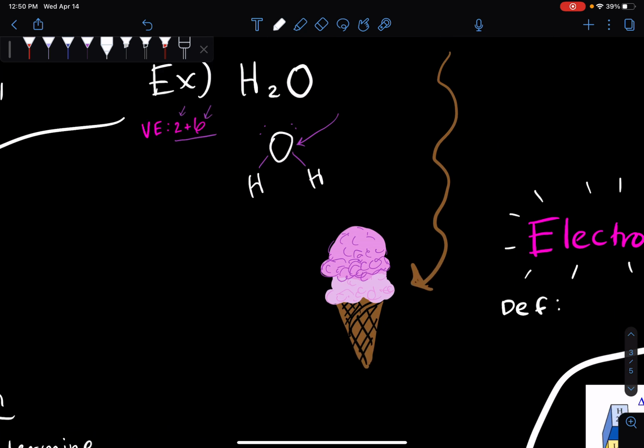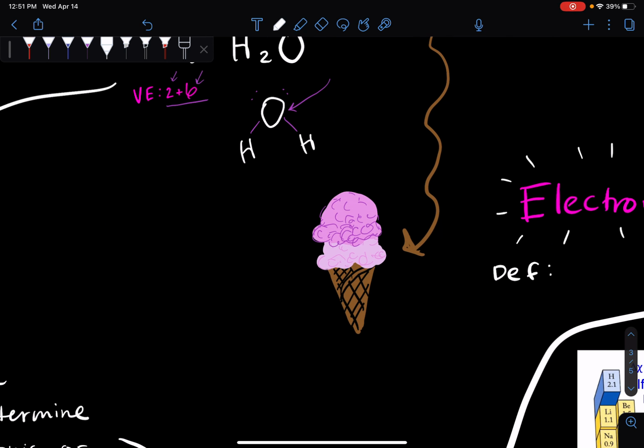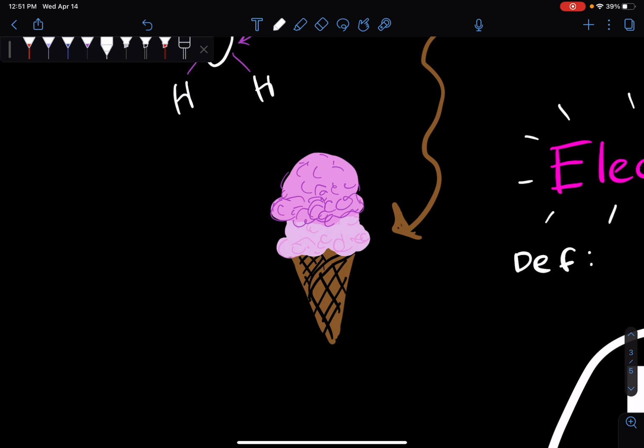Okay? The analogy I thought of for this was my fiance and I both really love ice cream, but we have to end up sharing it. This is supposed to be a spoon. Because we both love it so much.